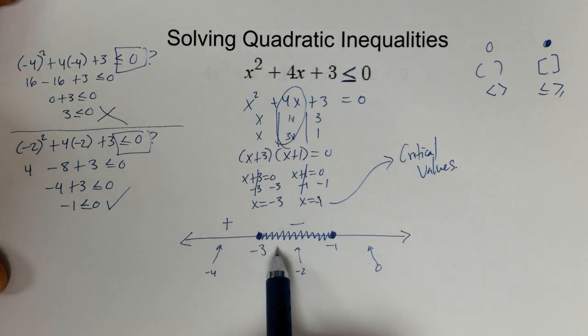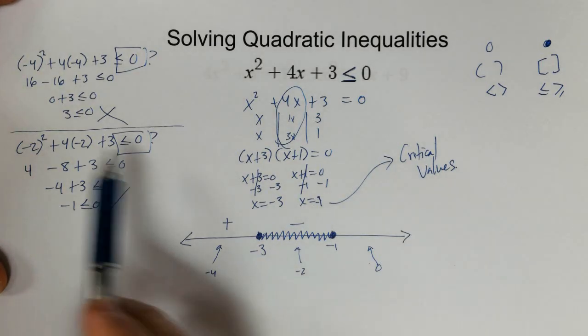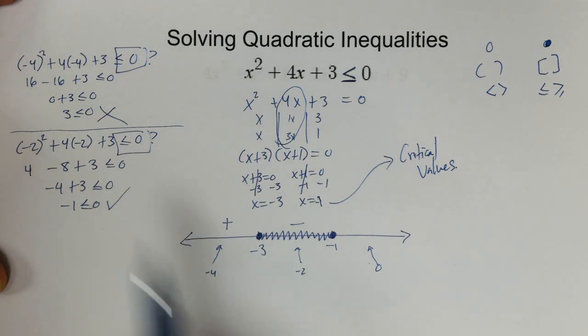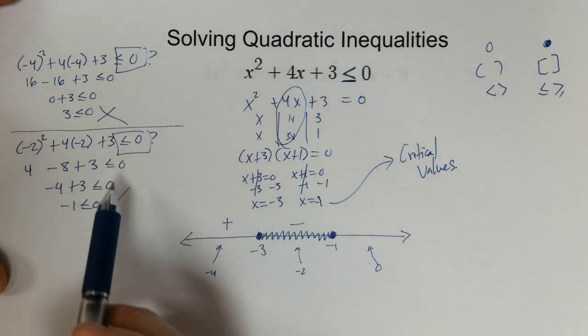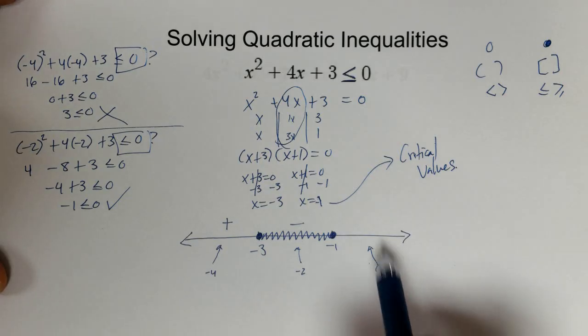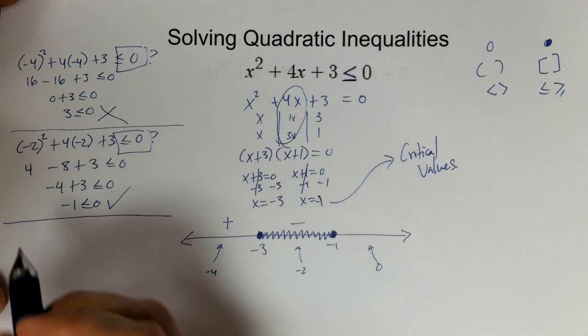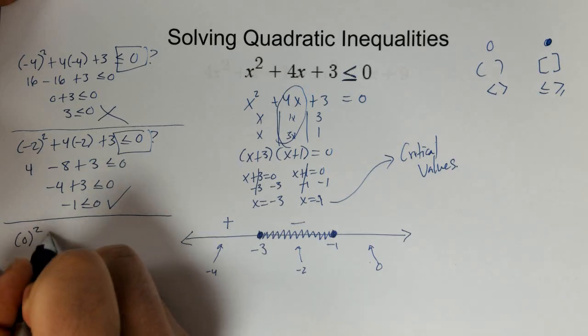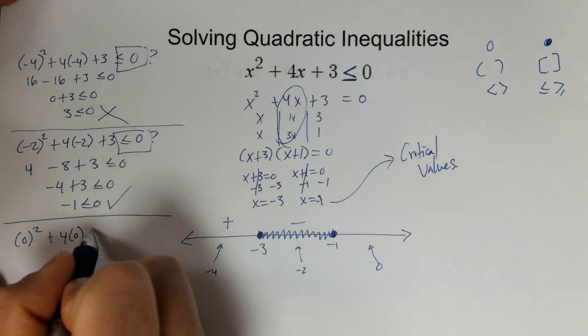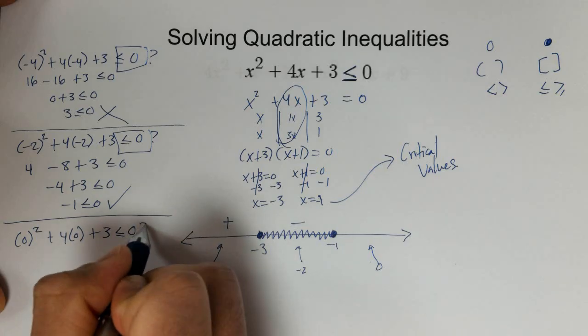I can plug in negative 2.5, negative 1.5, and it'll give me something less than 0. Not negative 1, but something less than 0. Now let's plug in 0 just to confirm. If I check this range of values and I plug it in here, 0 squared plus 4 times 0 plus 3. Is that less than or equal to 0?